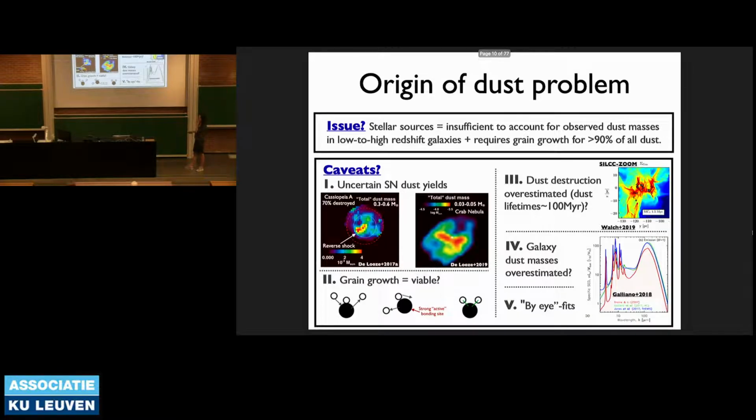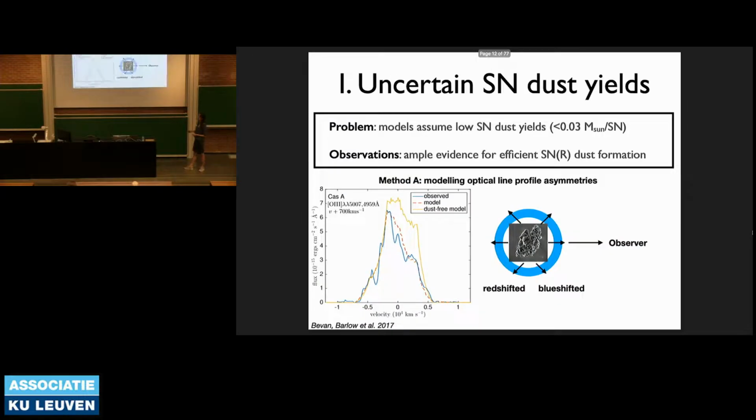During my talk today, I want to discuss and highlight a few of the caveats that go into these kinds of models and into the interpretation, and discuss a bit of the work that we've done to cover each of these topics, or that we will cover in the next couple of years. Let me first start with the uncertain supernova dust yields. It's since supernova 1987A that we came to realize that supernovae and supernova remnants can also produce quite a lot of dust.